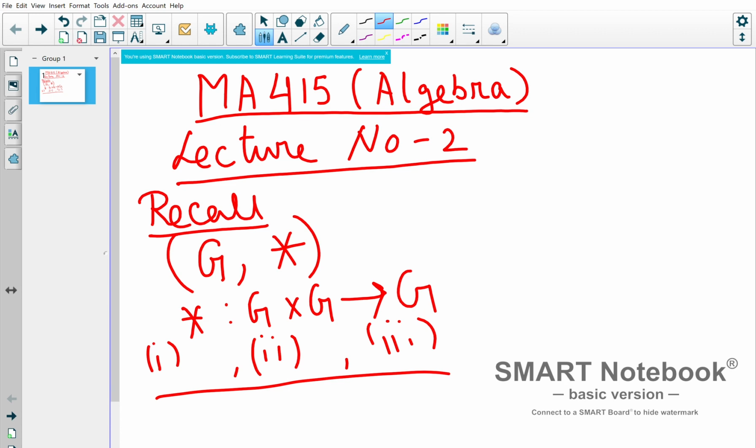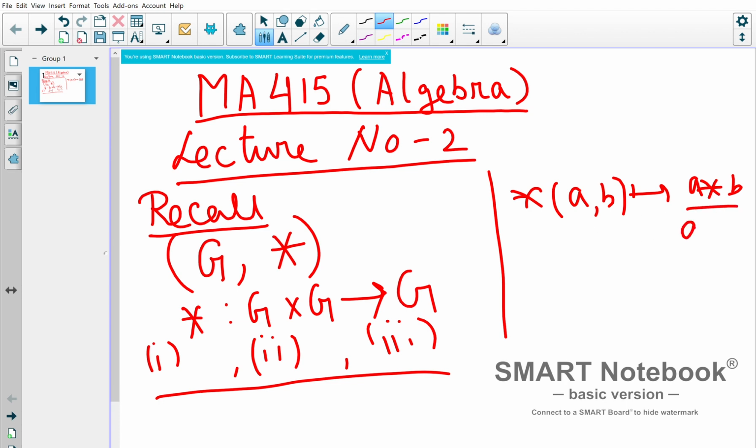So now onwards I will use this symbol. Star takes A, B and maps it to A star B. This A star B I will write simply as AB. So now onwards I will not write star, I will write AB, and if it is addition then I will write A plus B, otherwise for multiplication it is just AB. This is the notation.